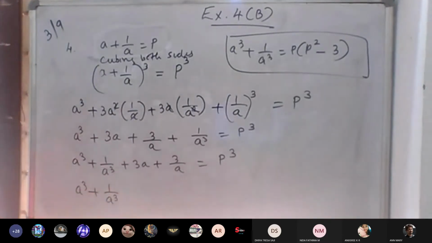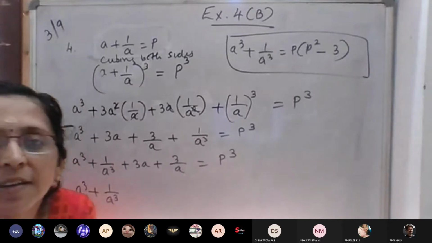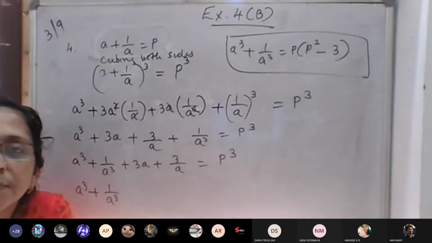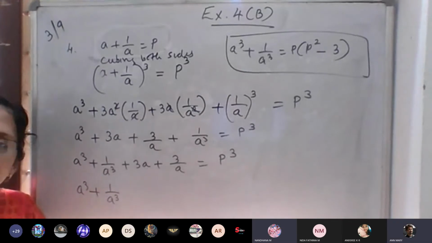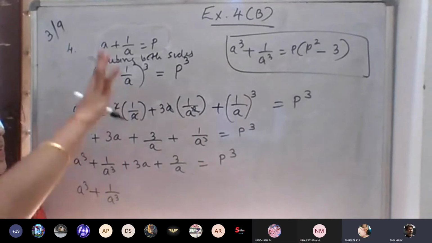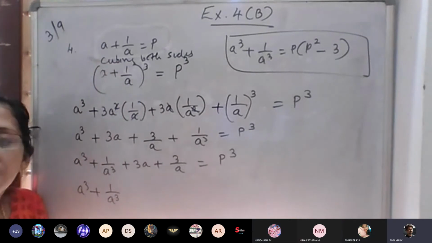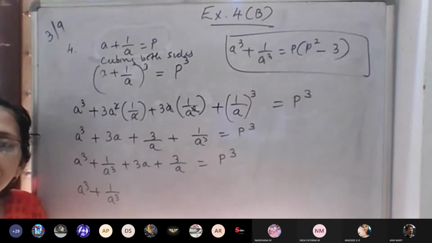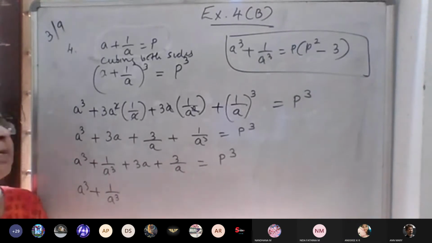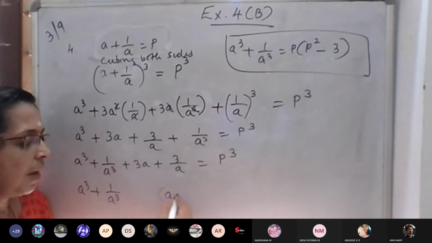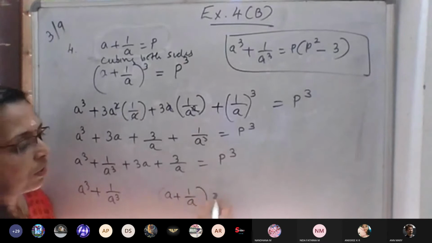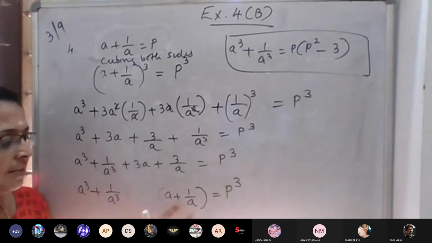So, tell me, a cube plus 3a plus 3 by a. Why are we writing a plus 1 by a? Because it is already given. The a plus 1 by a value is p. So instead of this, write it as a plus 1 by a, then equal to p cube we will write. Then adjust that.